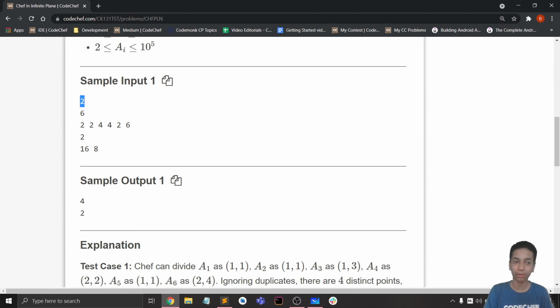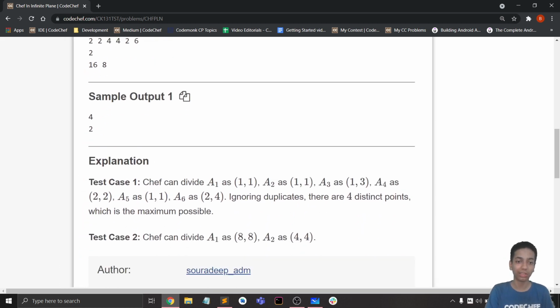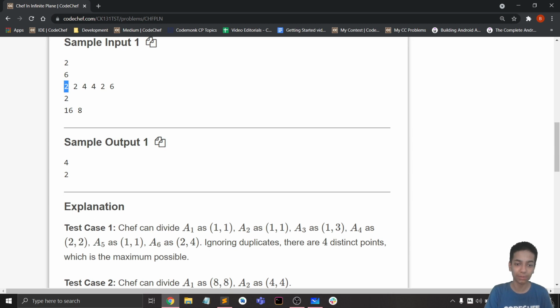So we have two test cases. The first test case is an array of six integers: 2, 2, 4, 4, 2, 6. The way we can divide this is that for 2 we can split it into 1 comma 1. For the next 2 we can again split it into 1 comma 1. For this 4 we can split it as 1 comma 3, then the next 4 as 2 comma 2. Then again 2 can only be split into 1 comma 1 because both x and y have to be positive. And then 6 can become 2 comma 4, 1 comma 5, 5 comma 1, 3 comma 3, anything. As you can see, these ones are redundant, so the number of distinct points that we get is 4.